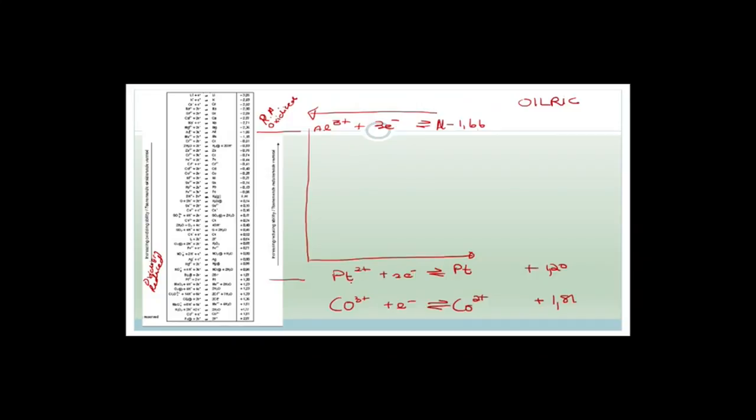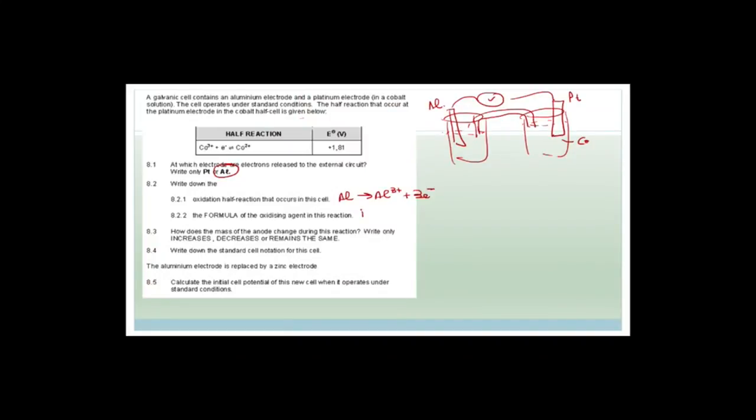In this case, it's going to be platinum. So therefore, it is going to be Pt. How does the mass of the anode change during this reaction, right? Only increases, decreases, or remains the same.